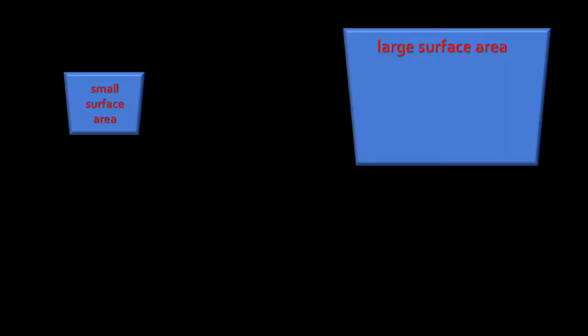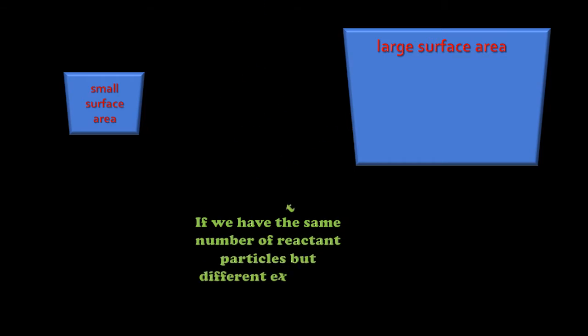Let us consider these two shapes. The one to the left depicting a small surface area and the one to the right depicting a large surface area of reactant particles. We want to consider that these two surfaces are reacting with the same number of reactant particles of another substance.